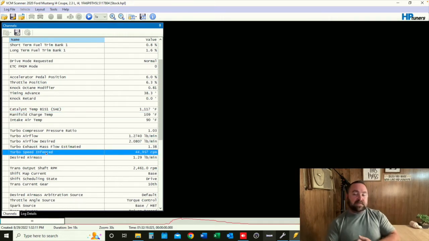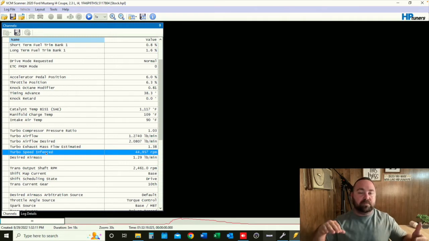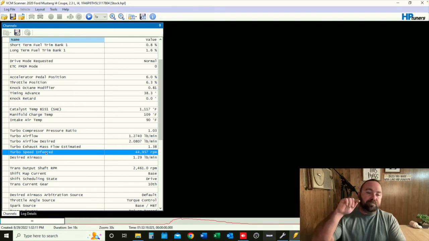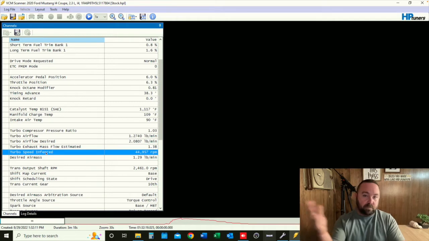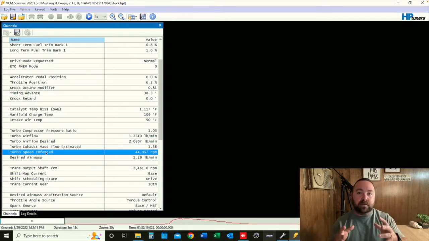Inferred speed, this is another one. This is a calculation made by the computer based on certain turbo maps they've gone in. The math's way out of my league. But what I do know is that if this inferred chart right here gets out of spec, it will start lowering power to try to protect the turbocharger.